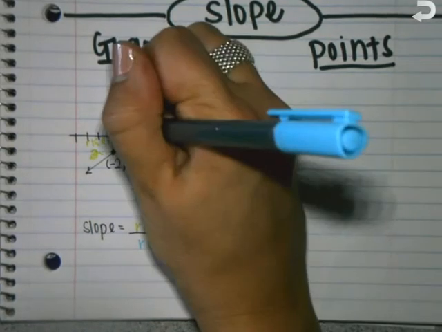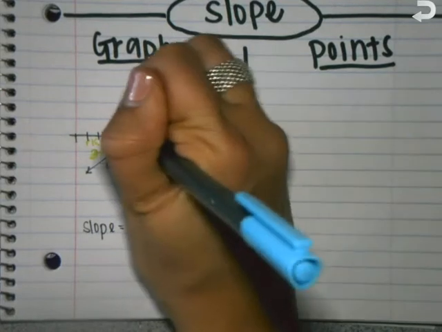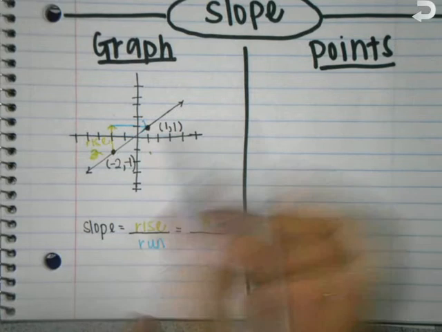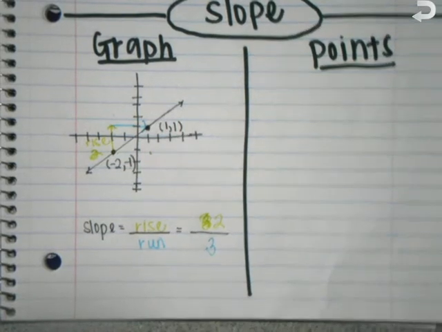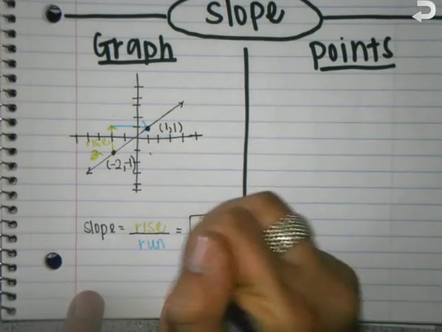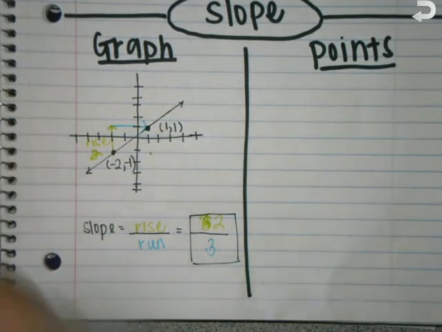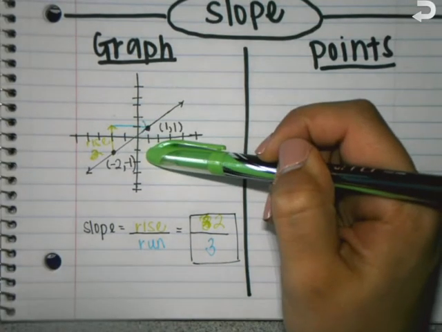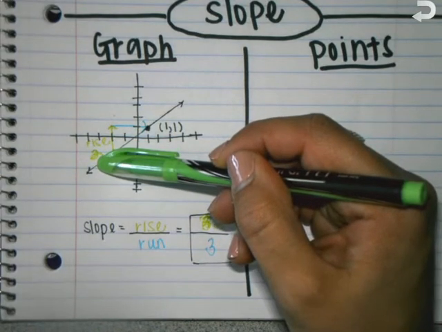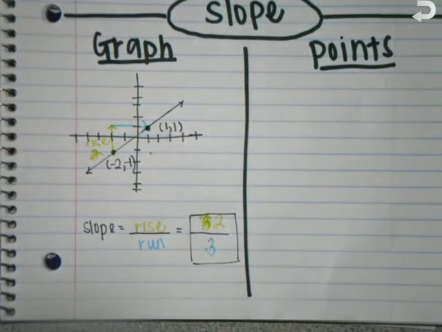So, now that I counted my rise, I need to count my run. My run goes from -2 to +1, so that's 1, 2, 3 spaces. So that one is 3. So my slope is 2 over 3. That's it. If I had gone down, that would have been -2, but going to the left is also negative, right? So going to the left would have been -3, so that would have reduced to still +2 over 3. So going up or going right is positive, going down or going left is negative.